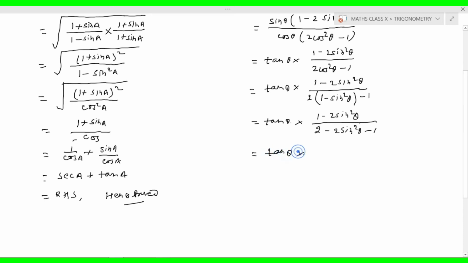Tan theta as it is, 1 minus 2 sin square theta divided by, here 2 minus 1 is 1 minus 2 sin square theta. So now the numerator and denominator are the same thing, so this will be cancelled each other. So what is left? Left is your tan theta, and this is your RHS. Okay, hence proved.